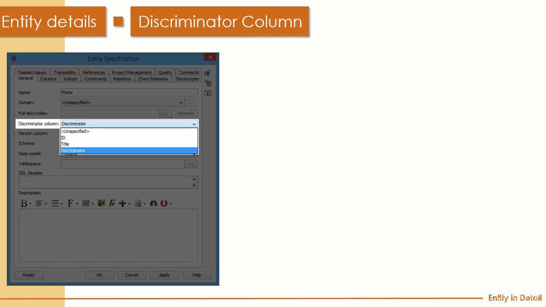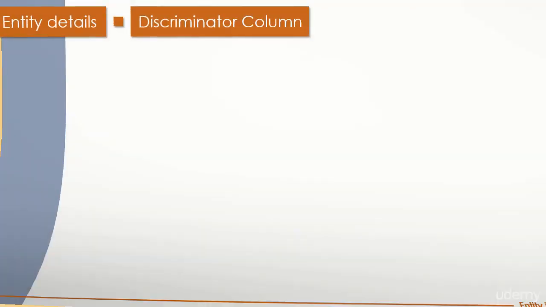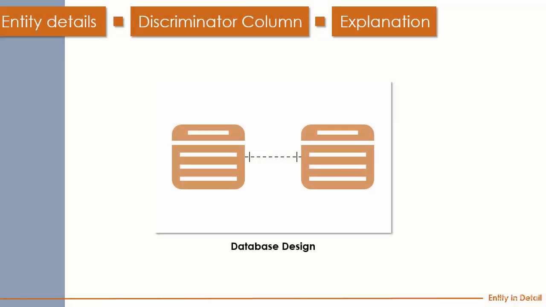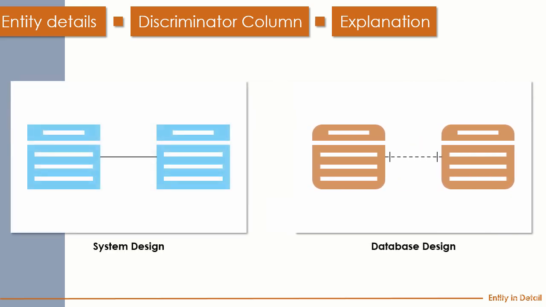Discriminator column. It is very specific to object-relational mapping. When you design the database, it's used to store the data. But when you're doing the programming, you need to load the data into memory in order to do your work. So you will have a corresponding class diagram in memory when you're doing object-oriented programming.